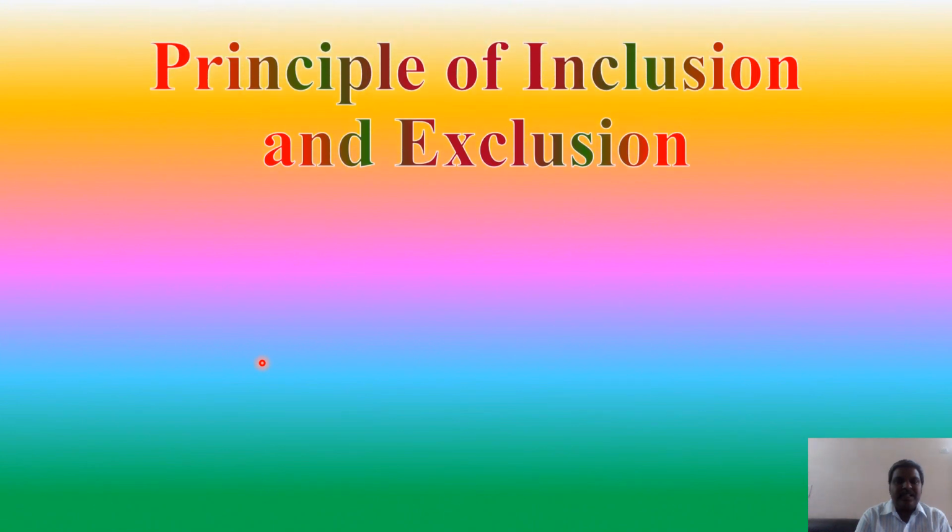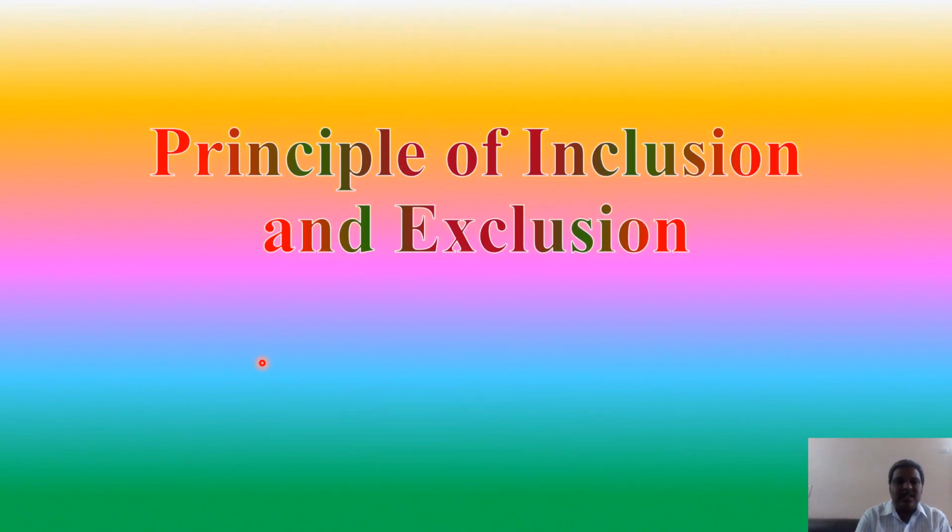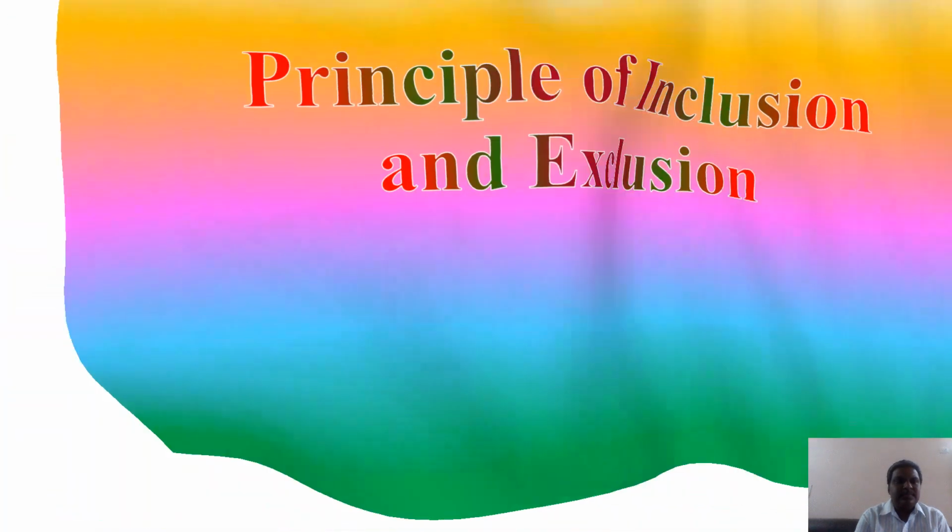The topic is the principle of inclusion and exclusion. It is a very simple principle. With the help of this concept, we can solve many types of IIT-JEE problems related to permutations and combinations. Let us see the principle. This is actually discussed in 10th class itself.